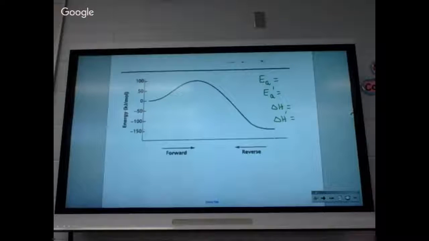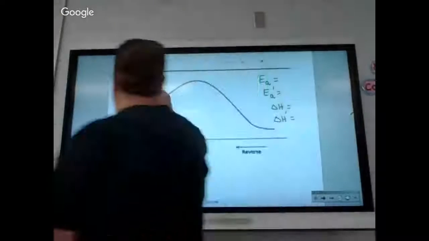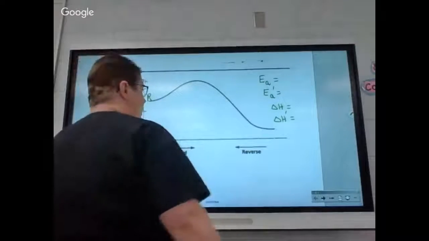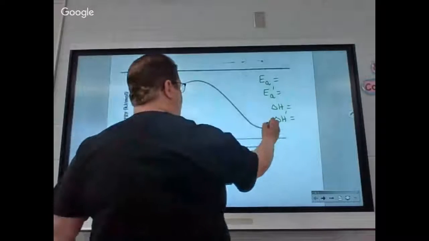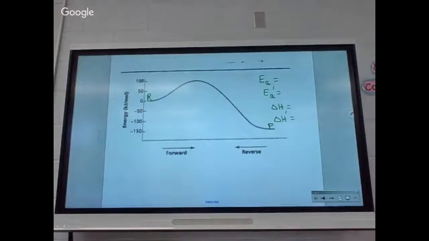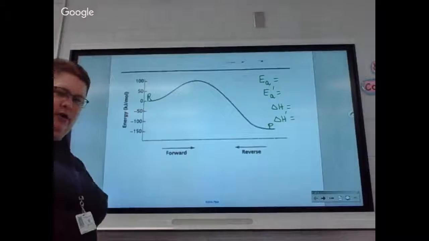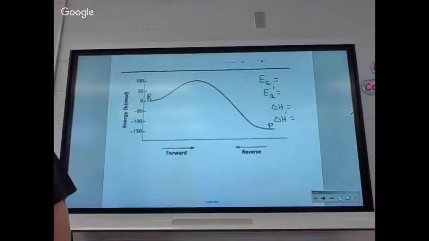Is everybody okay with the reactants? Always start at the beginning of the graph. Where are the products always at? The end. Everybody okay with those two facts? Okay. Now, activation energy goes from where to where? The reactants to the top of the curve.